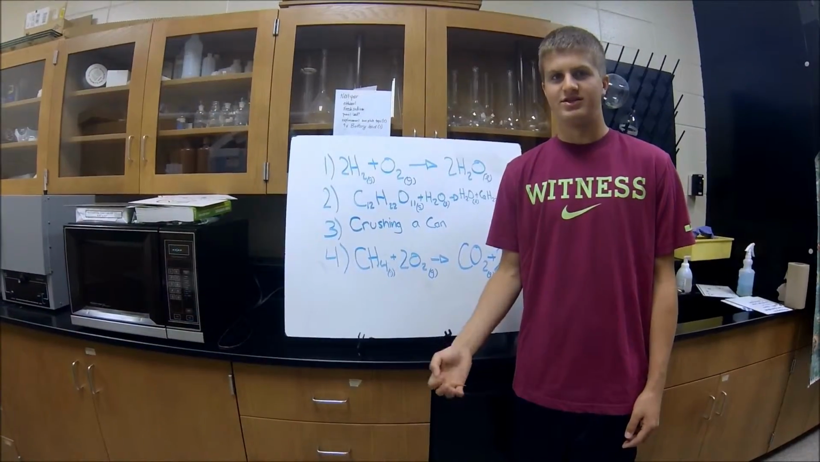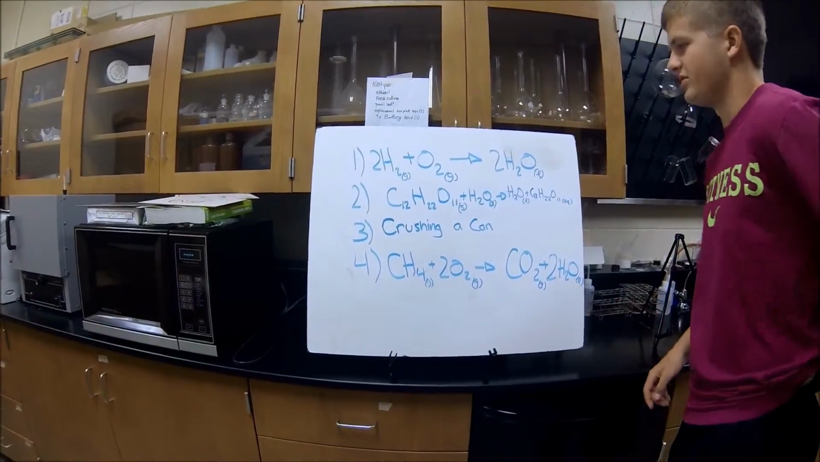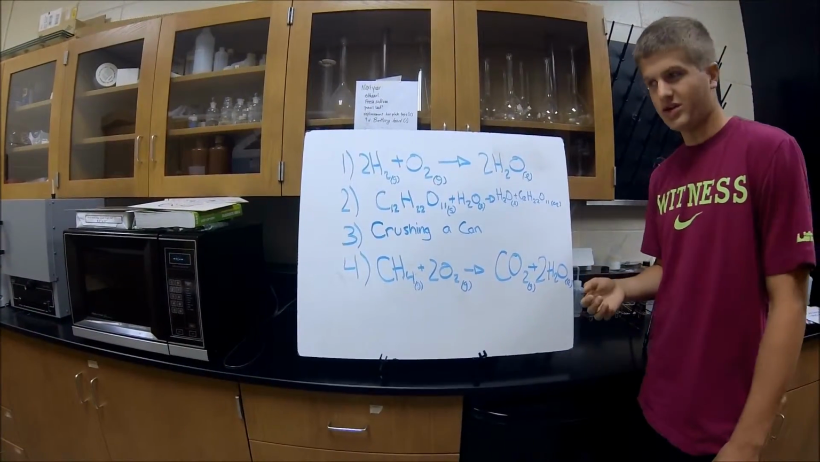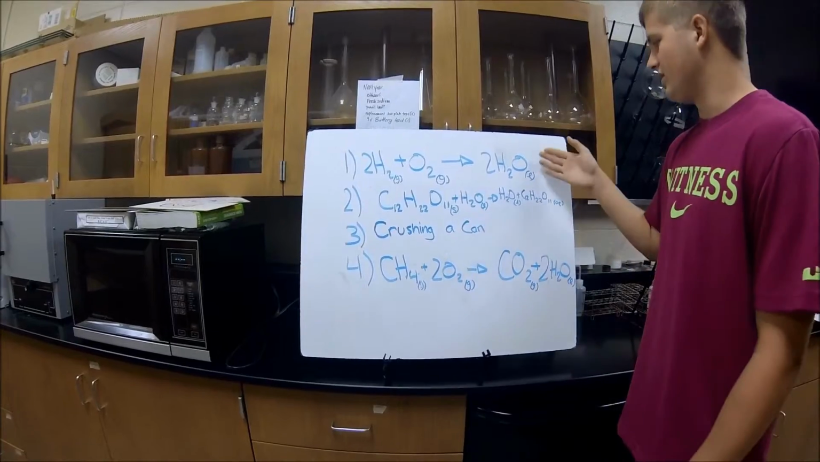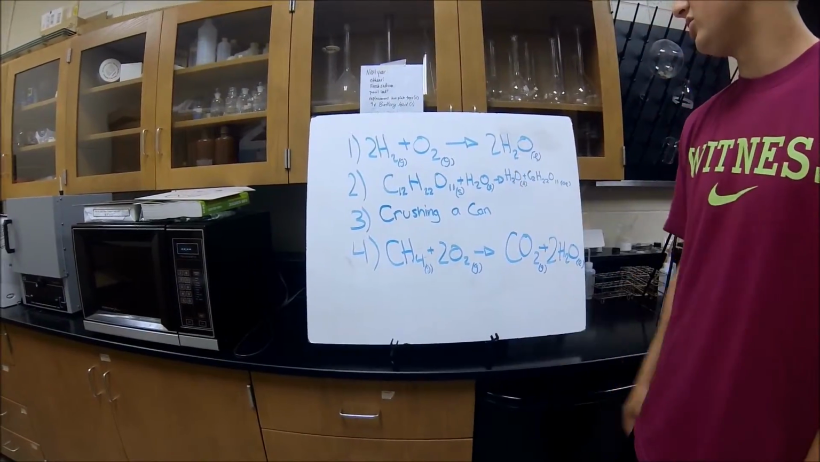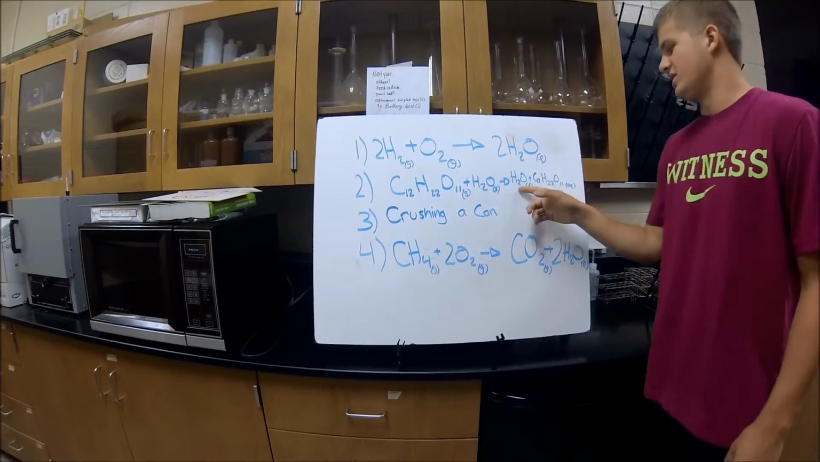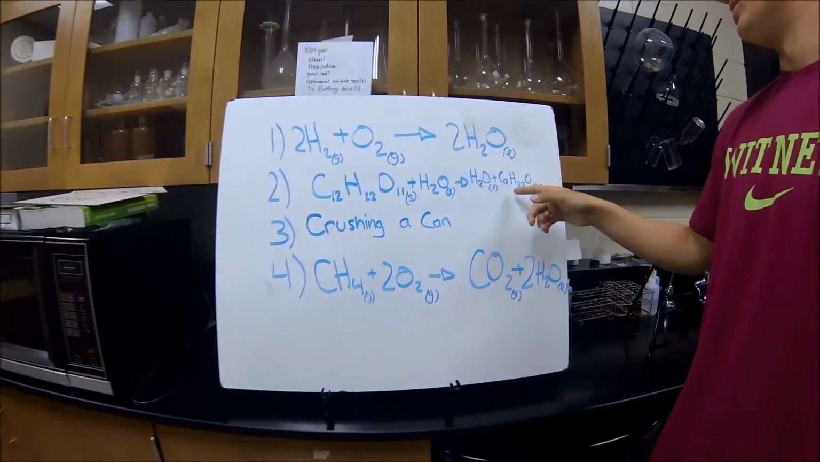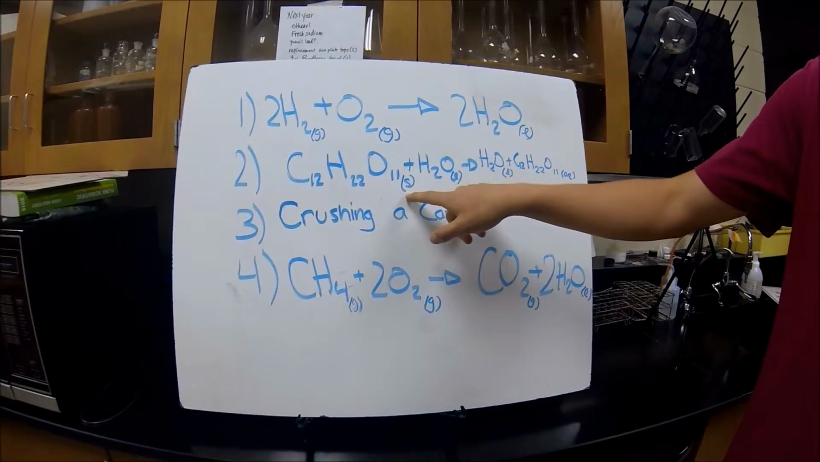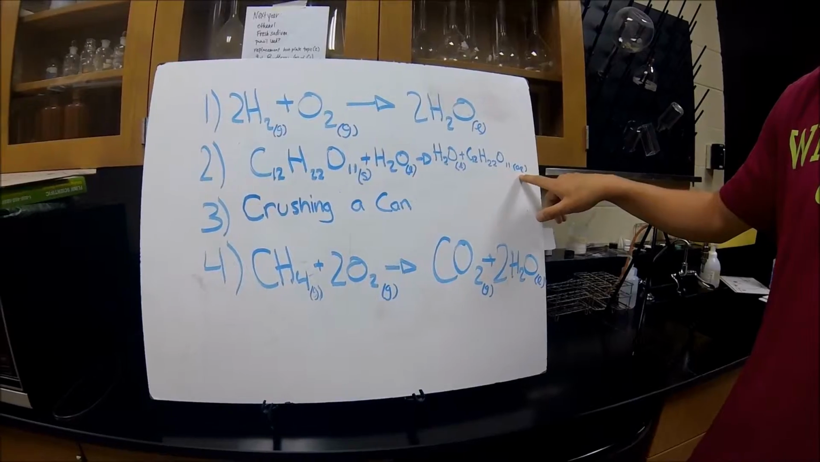Welcome back, students. Alright, so the first one here, 2H2 plus O2 makes 2H2O. That is a chemical reaction because there's 2 substances making 1 substance. Alright, and on to number 2, C12H22O11 plus H2O makes H2O liquid plus C12H22O11(aq), which you see that changes from a solid to an aqueous solution.